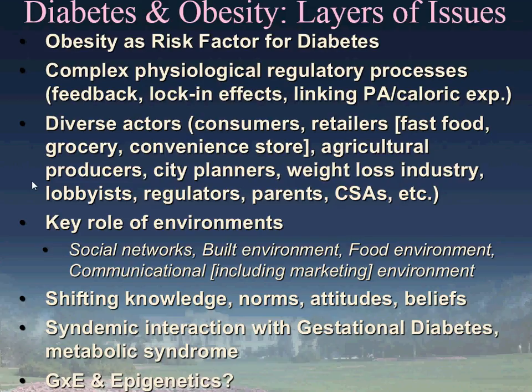There's this key role of environment, social networks, built environments, food environments, communicational contexts that can shape behaviors in important ways. There's also shifting norms, attitudes, and beliefs regarding body weight, regarding what a healthy meal is, a good meal, and then there's syndemic interaction with other conditions such as metabolic syndrome and gestational diabetes that we've documented in some of our works, and that at an intergenerational level may bring in place some additional regularities that need to be thought about.